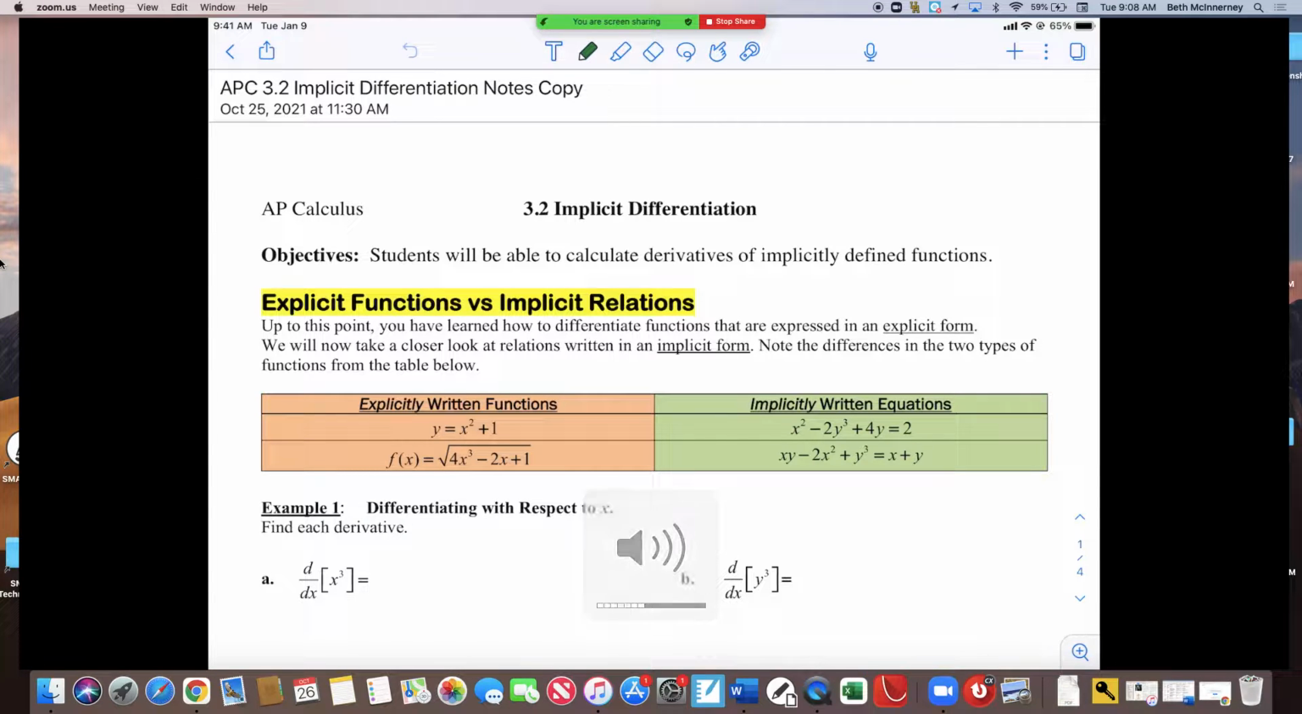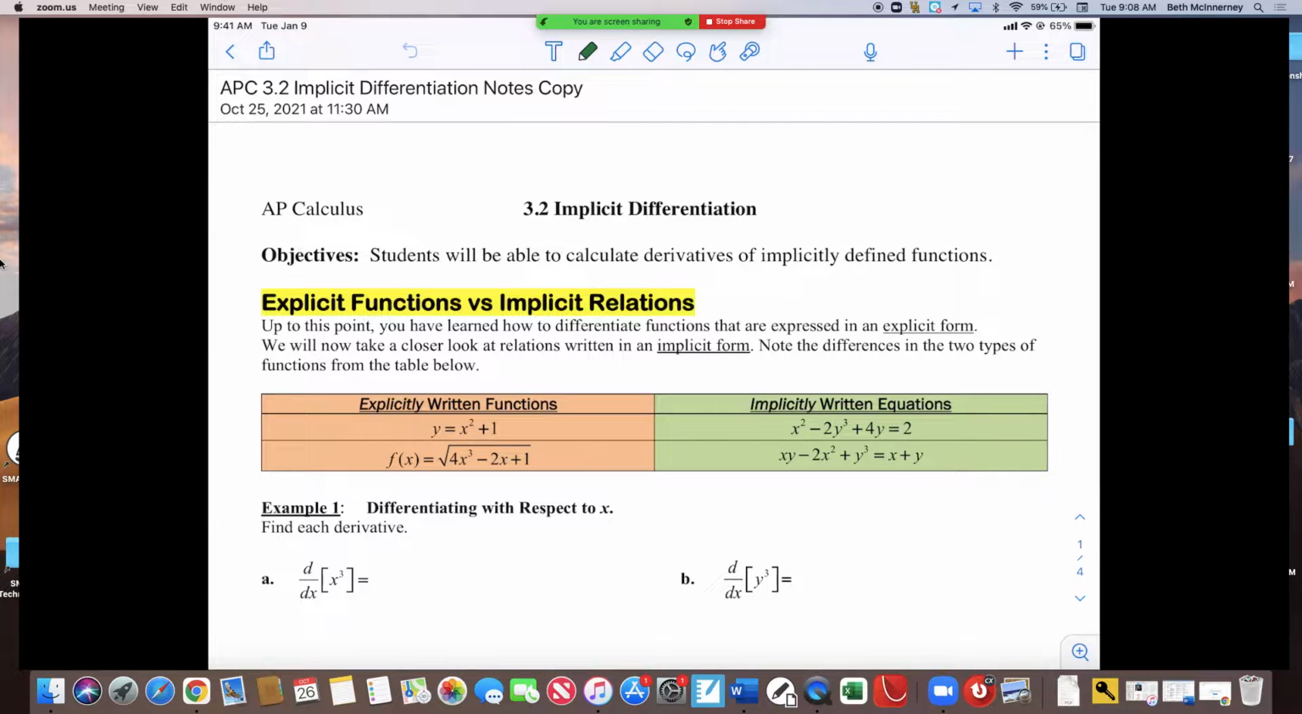Okay, so up to this point, you've learned how to differentiate functions that are expressed in what we refer to as explicit form. And explicit form is where you can get y by itself and x, or your independent variable, is on the other side. Okay, that's an explicit form. Now we're going to take a closer look at relations written in implicit form.